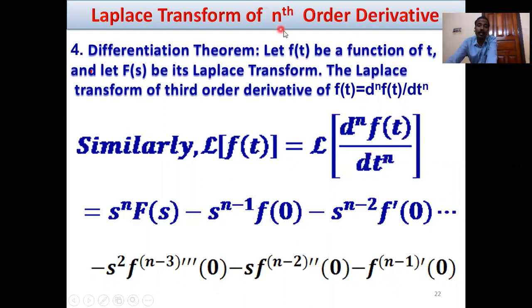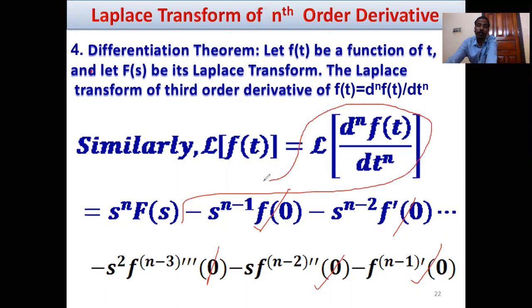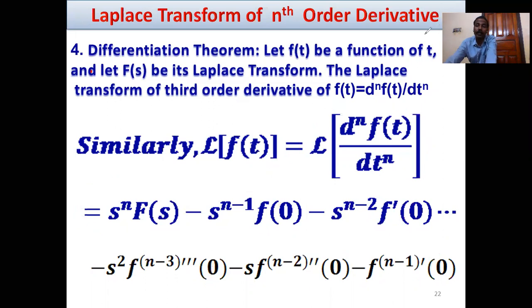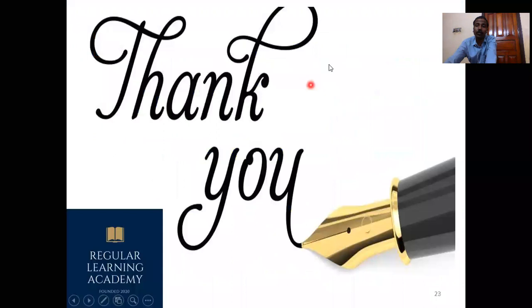When initial conditions are 0, that means this value 0, this value 0, this value 0, this value 0, this value 0. Only the Laplace transform of d^n f(t)/dt^n equals s to the power n F(s). This is for the nth order differential equation. So thank you.